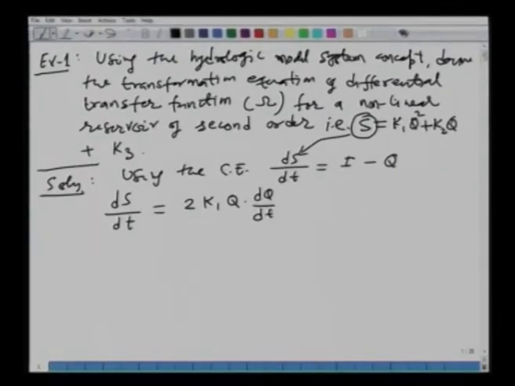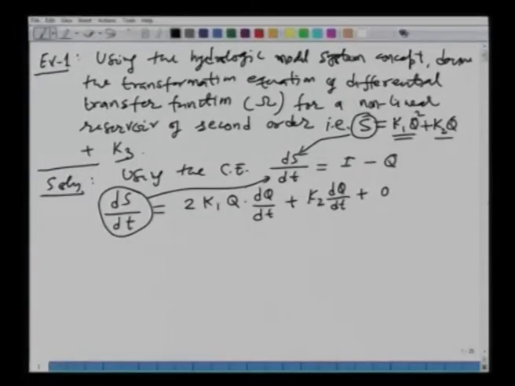Q squared as a function of time would be twice Q dQ over dt, because Q is a function of time, plus, for the second part, the first derivative is simply K2 dQ by dt, plus the derivative of K3. K3 is constant, so it will vanish. So, you have 0. Now what we do is put the value of this in our continuity equation.